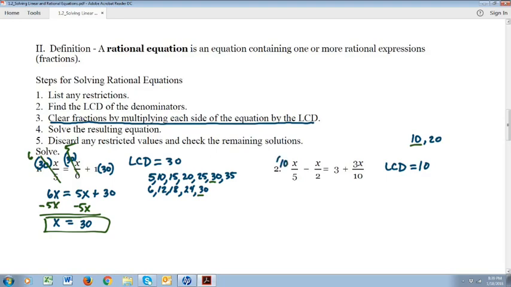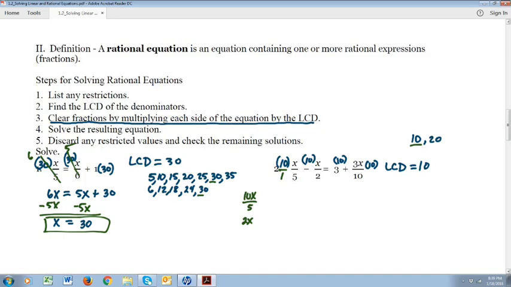So let's go ahead and multiply each of the terms by 10. Now I want to show you another way you can do this. It's a little bit longer. I could write that 10 as 10 over 1. And let me do the work down below a little bit. If we multiply across, we get 10x over 5, and that reduces to 2x. So that's kind of the long way to do it.